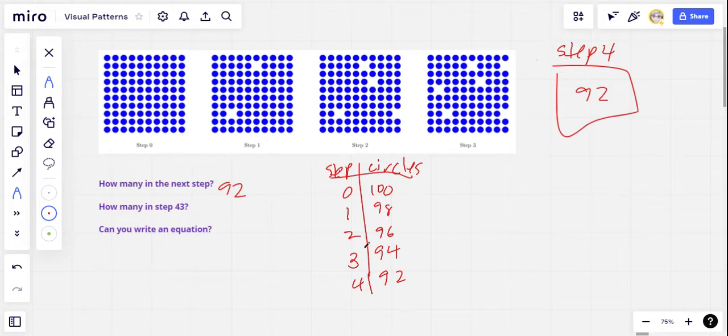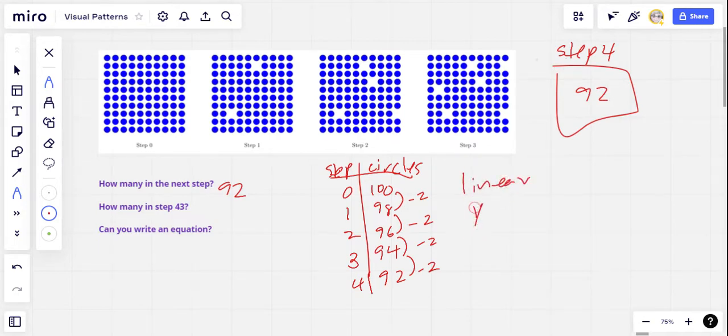Now, when we analyze the numbers in a pattern like this, we like to take the difference. 98 minus 100 is actually negative 2. 96 minus 98, also negative 2. 94 minus 96, negative 2. And 92 minus 94, negative 2. So we're getting a constant here. The difference stays the same in each step. That means it's a linear pattern.